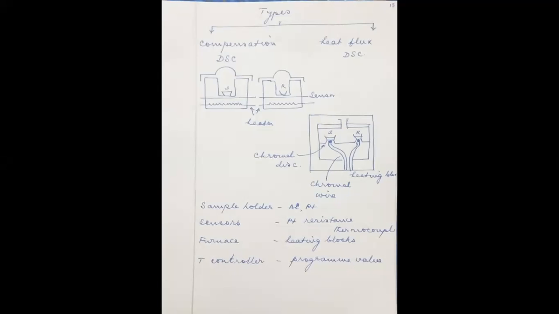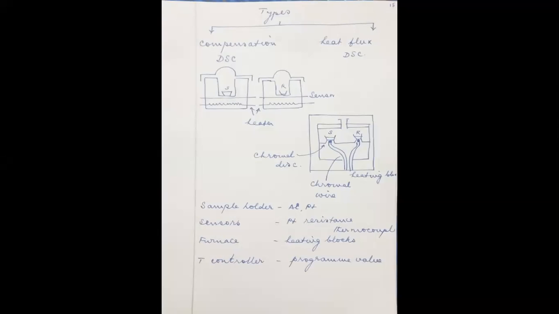And the other part of the differential scanning calorimetry is the sensors. Normally, platinum resistance thermocouple sensors are used. See, what is a thermocouple? Two conducting materials of different temperature coefficients.